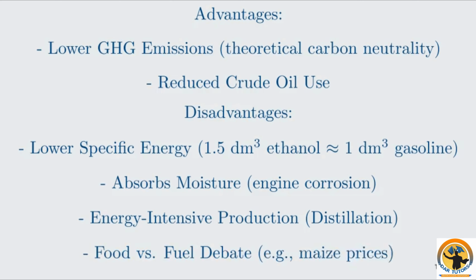Thirdly, and perhaps most critically, is the food versus fuel debate. In countries like the USA, corn is used for ethanol production. This diverts a major food crop, driving up its price on world markets and potentially leading to hunger in poorer countries that depend on it as a staple food.